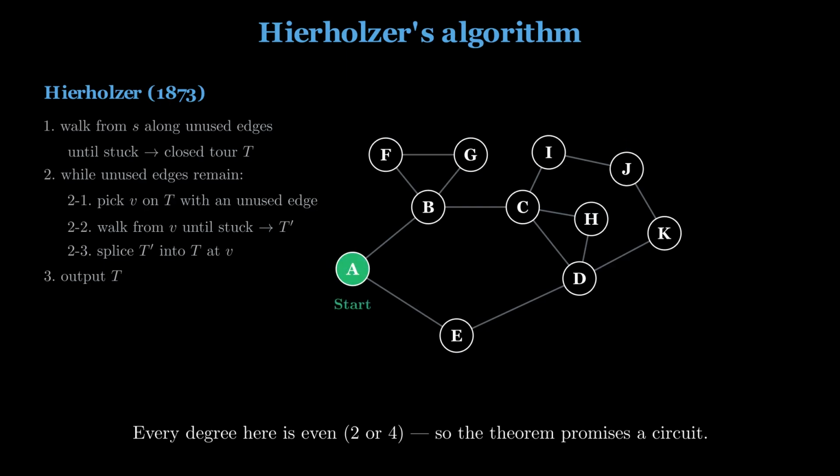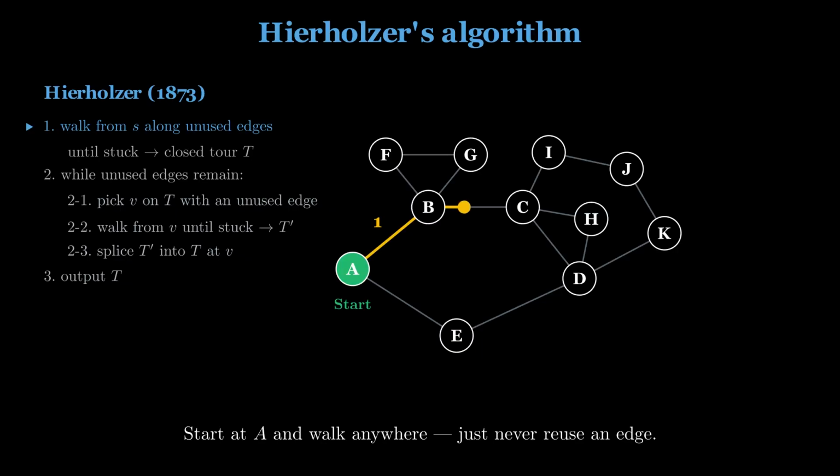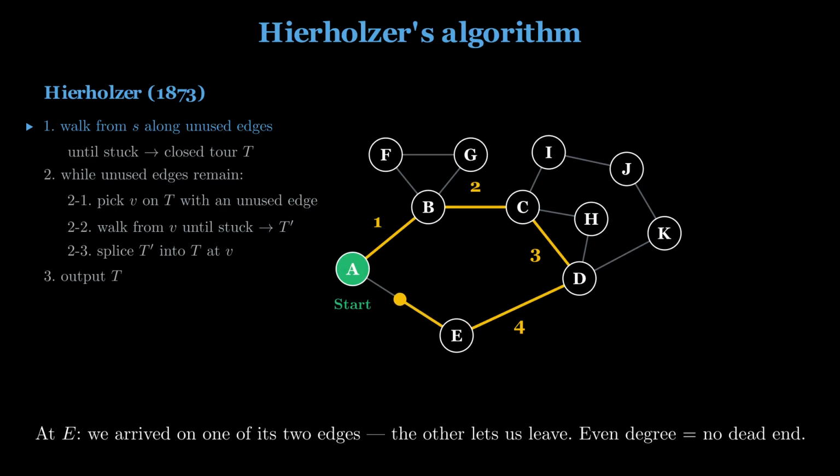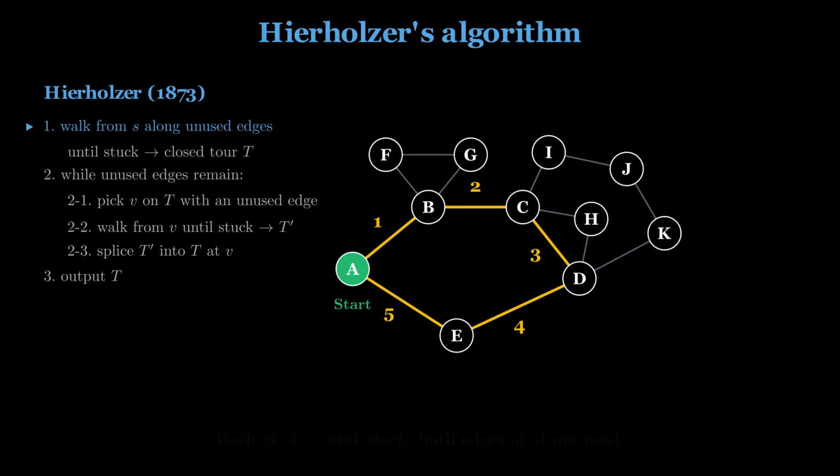Step 1. Start at A and walk wherever you like. The only rule is to never reuse an edge. Look at E. We arrived on one of its 2 edges and the other one lets us leave. Even degree means no dead end. Back at A, the walk is stuck. Both edges at A are now used. We have a closed tour. But 9 edges are still unused.